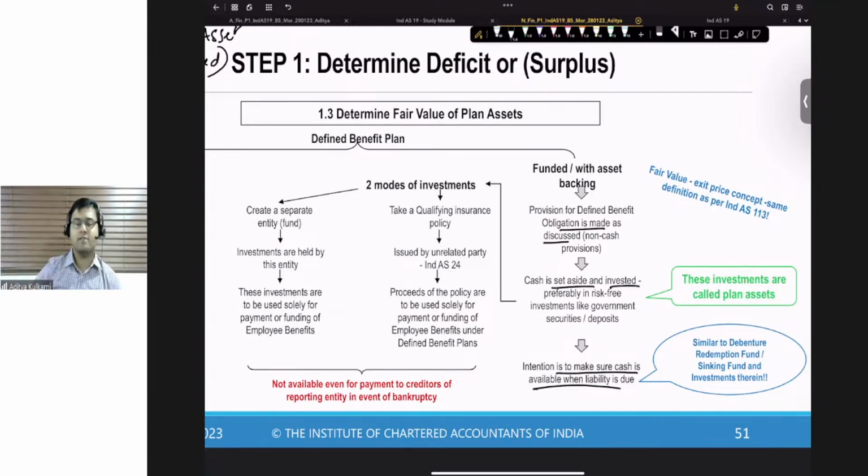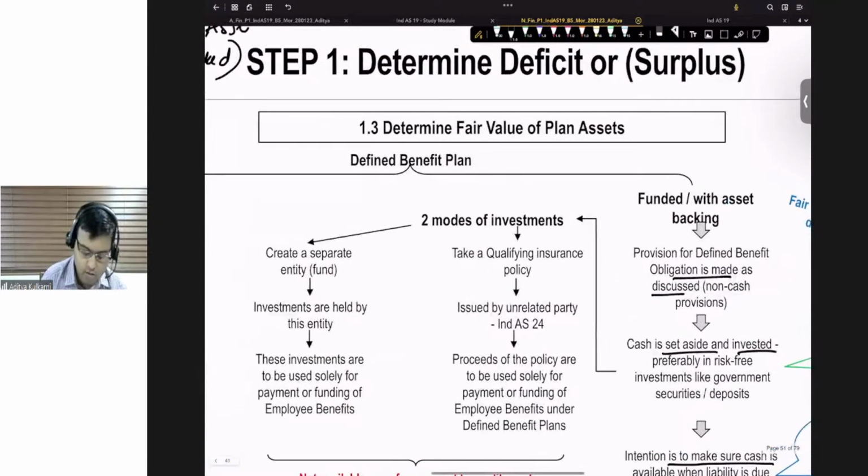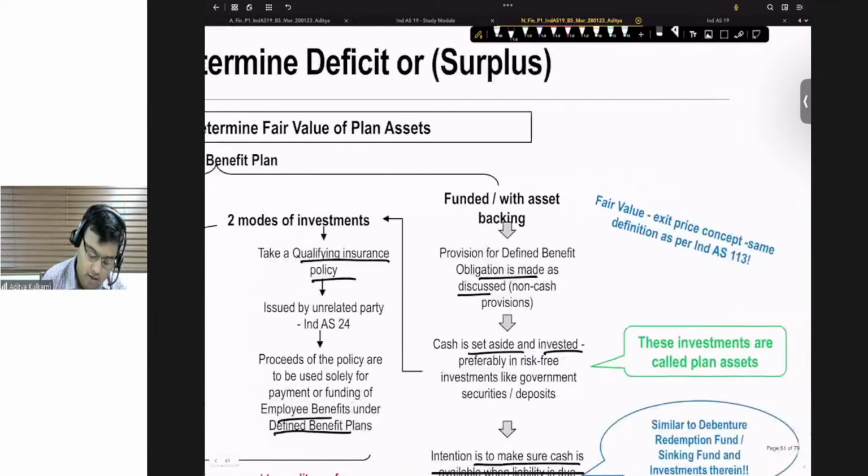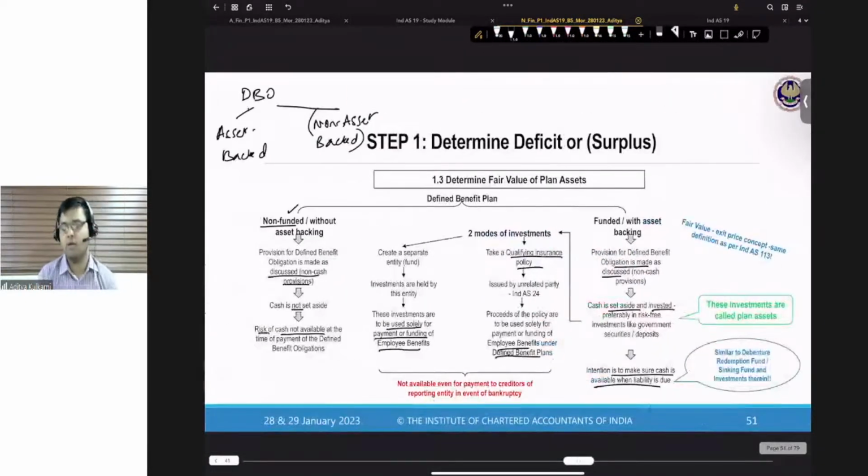If you remember, you would have studied debenture redemption reserve and debenture redemption fund. This is somewhat similar to that concept. So there are two modes of investments. One is you create a separate entity, a fund. Investments are held by that entity and these investments are used solely for the purpose of funding the employee benefits. That is one method. Second method, you take a qualifying insurance policy issued by an unrelated party. Proceeds are to be used solely for payment or funding of employee benefits under the defined benefit plans. This is how you will have your plan assets.